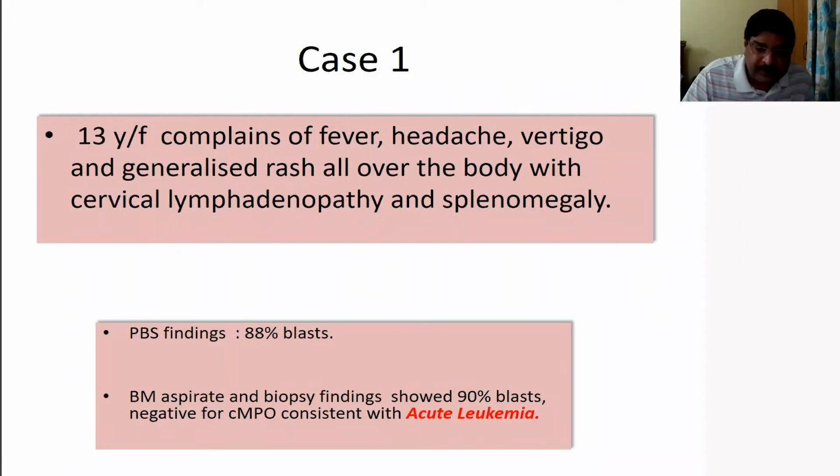Peripheral blood smear findings showed that there are 88% blasts in the peripheral blood. The bone marrow aspirate and biopsy findings show a large number of blasts, to the extent of 90%, which are negative for cytoplasmic MPO cytochemically, which is consistent with acute leukemia. So acute leukemia is no doubt. But that's not enough. You have to say whether it is ALL or AML, and if it is ALL, whether it is B-ALL or T-ALL.